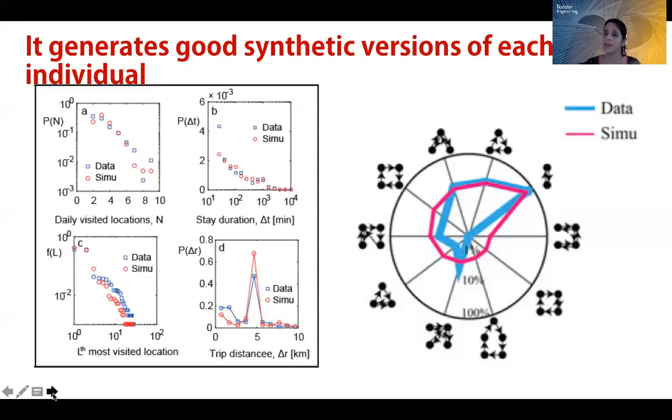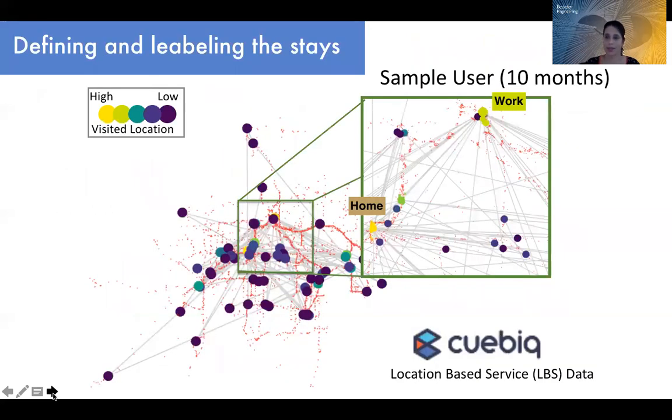This talk is about how to use this framework on a sample user. Here is a location-based service usage example, how we do the stays, how we complete the stays, and how we use this framework to model the entire population in a city, and then to estimate building occupancy.